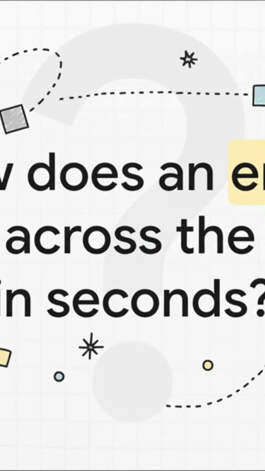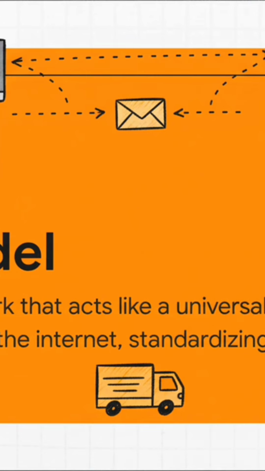I mean, really think about that for a second. You hit send, and boom, in the blink of an eye, your message has zipped across continents. It feels like magic, doesn't it? But it's not magic. It's actually a super organized, step-by-step process. And the secret behind it all is something called the OSI model.